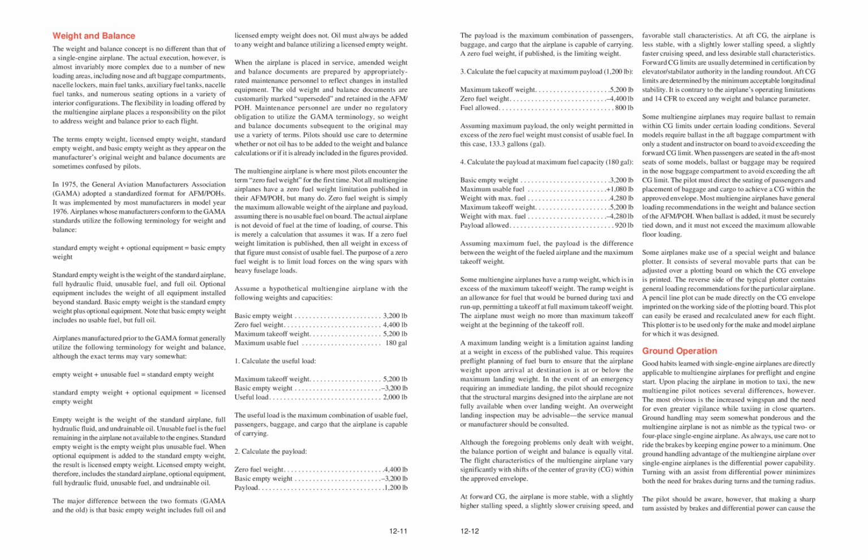The multi-engine airplane is where most pilots encounter the term zero fuel weight for the first time. Not all multi-engine airplanes have a zero fuel weight limitation published in their AFM/POH, but many do. Zero fuel weight is simply the maximum allowable weight of the airplane and payload, assuming there is no usable fuel on board. The actual airplane is not devoid of fuel at the time of loading, of course. This is merely a calculation that assumes it was. If a zero fuel weight limitation is published, then all weight in excess of that figure must consist of usable fuel. The purpose of a zero fuel weight is to limit load forces on the wing spars with heavy fuselage loads.